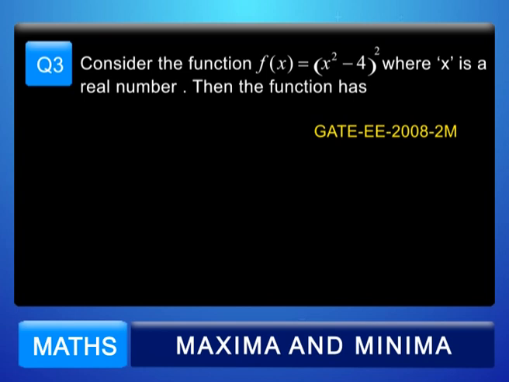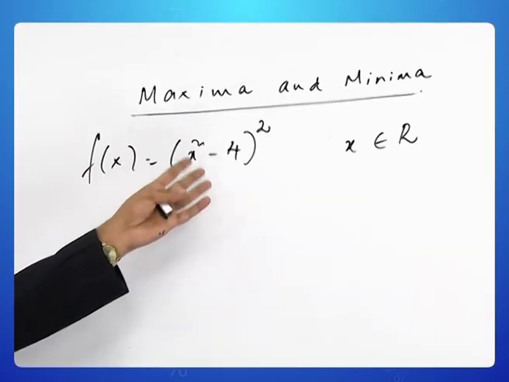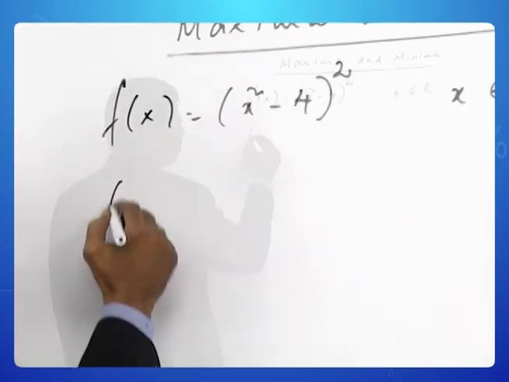Question number 3. Consider the function f of x is equal to (x square minus 4) whole squared, where x is a real number. Then the function has, the options are: only 1 minimum, only 2 minima, 3 minima, and 3 maxima. So you can either expand this and proceed, or you can directly differentiate. Suppose we directly differentiate.